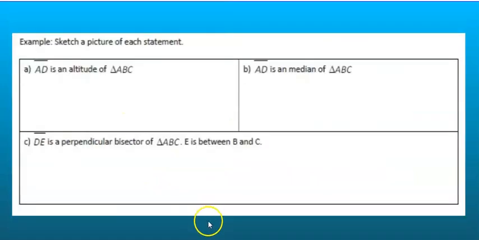So this next section says, sketch a picture of each statement. Segment AD is an altitude of triangle ABC. I'm going to grab my triangle tool. Wait, that's not the one I wanted. This one.